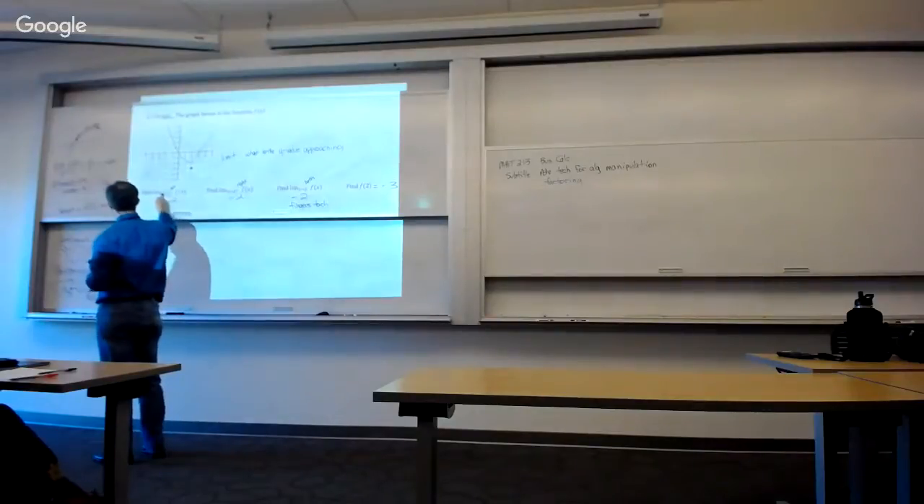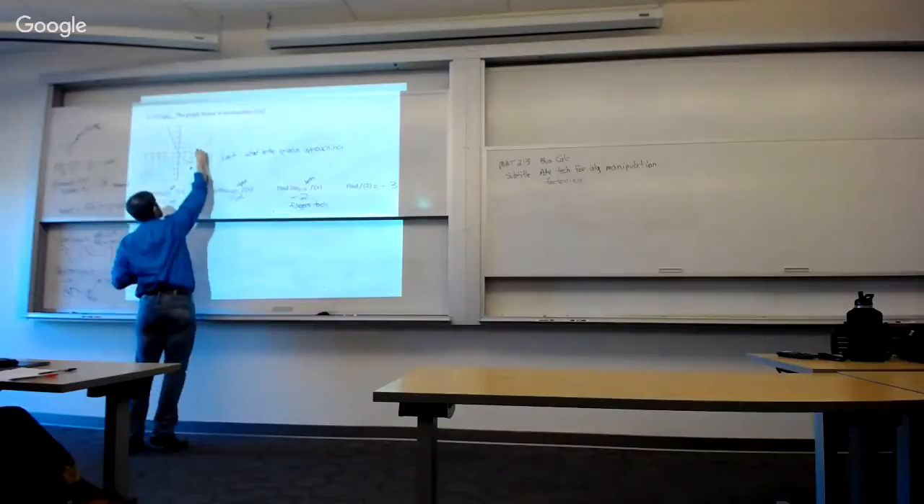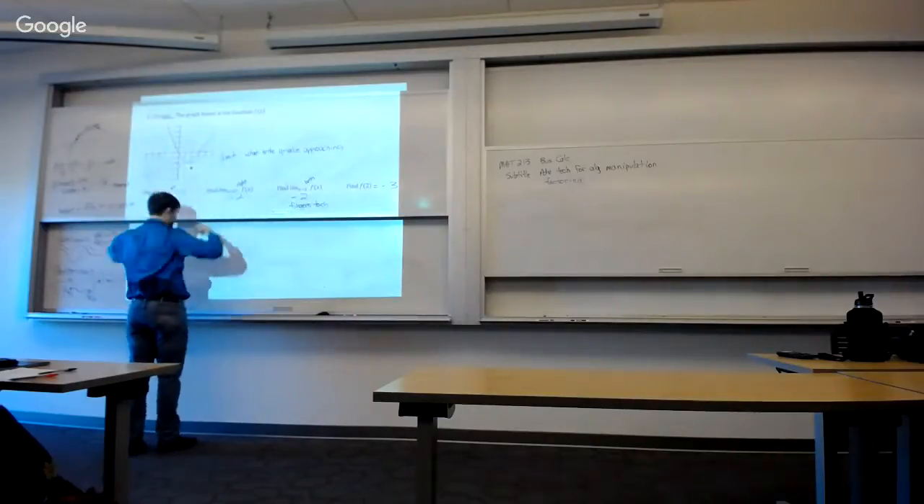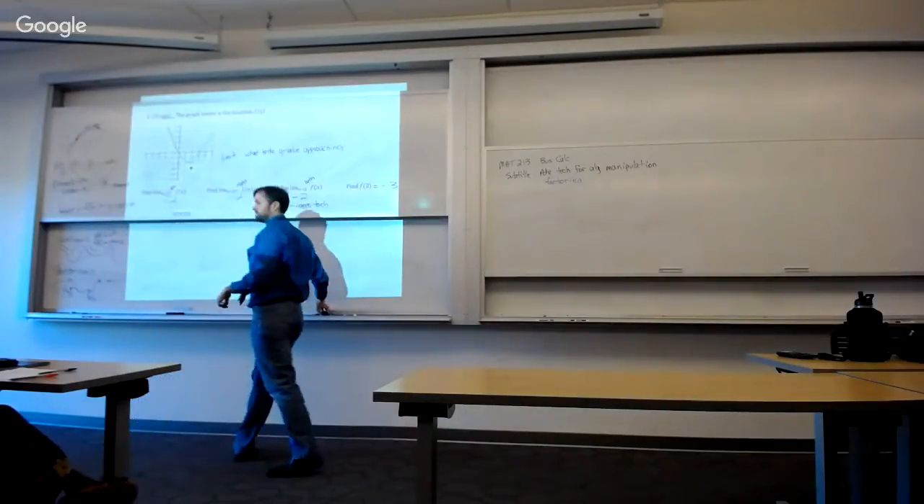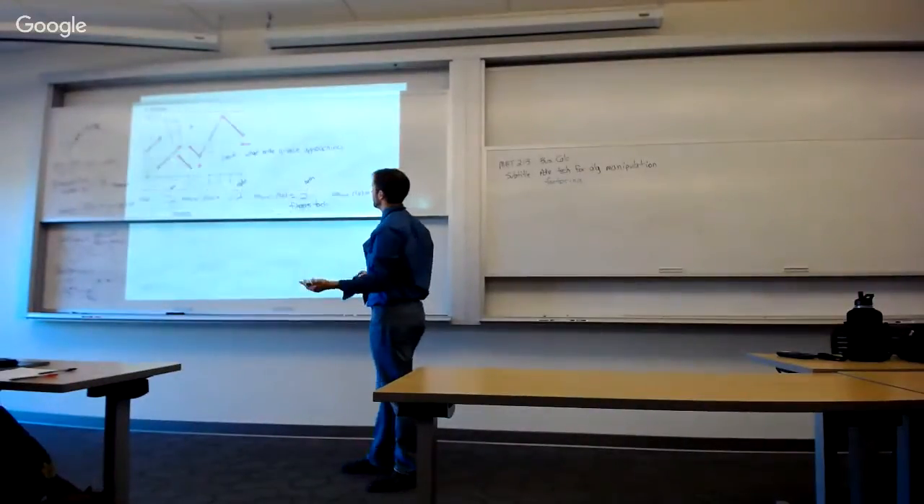Yeah, that's what we mean by x is approaching 2. And you're either approaching it from the left, or you're approaching it from the right, or you're approaching it from both. Okay, good question. Anybody else? Questions? All right, let's try another one.